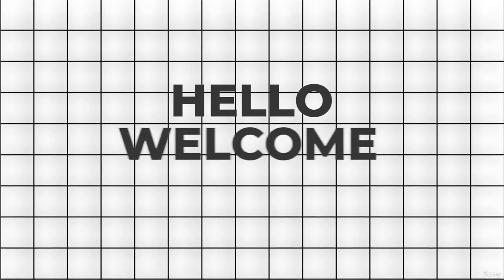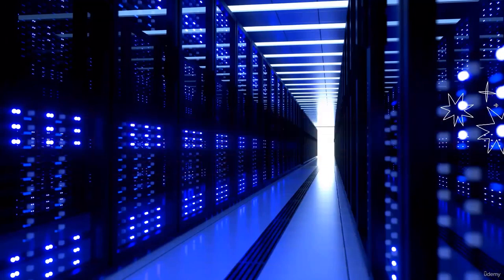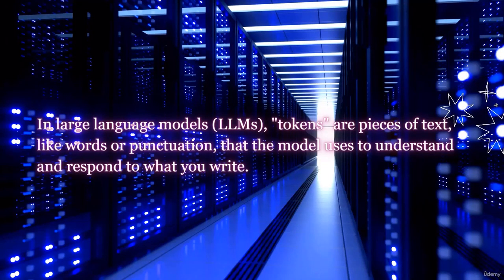Hello and welcome to this lecture, in which we're going to define what tokens are. The simple definition is: in large language models, tokens are pieces of text, like words or punctuation, that the model uses to understand and respond to what you write.